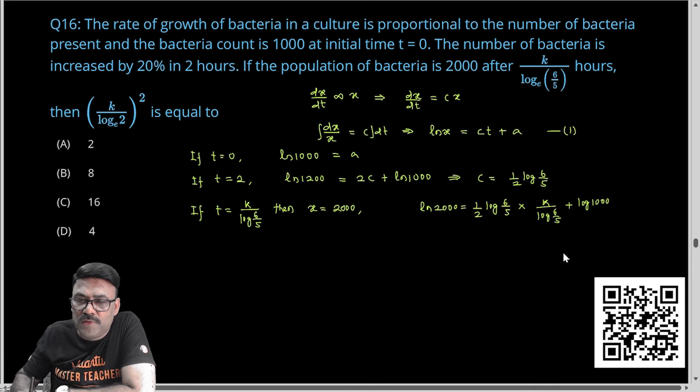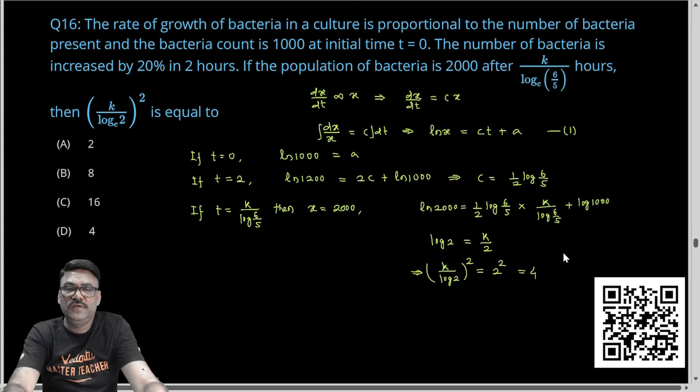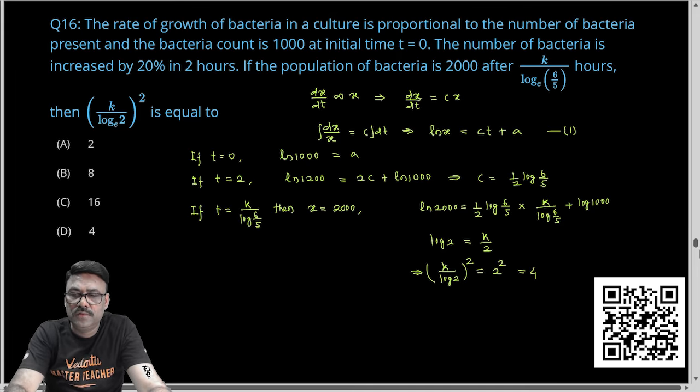Now log 2000 minus log 1000 will become log 2, and here I am getting k by 2. So this gives you k by log 2 is 2, and hence k by log 2 whole square is 2 square, which is 4. So option D is the correct option here, meaning 4 is the correct answer.